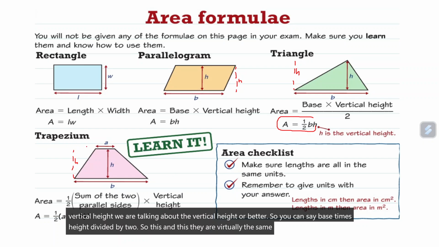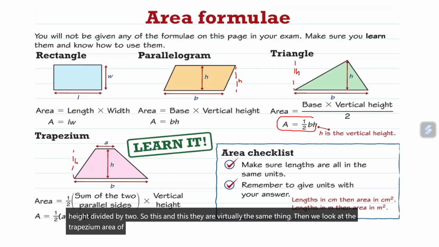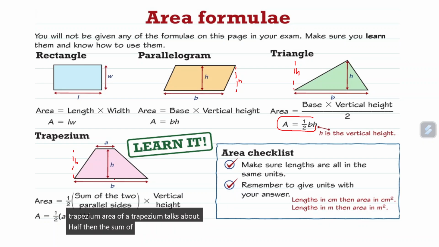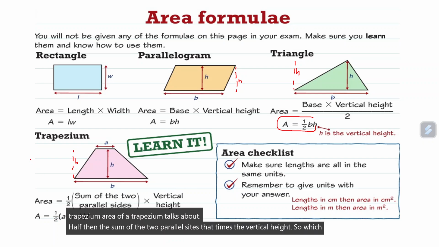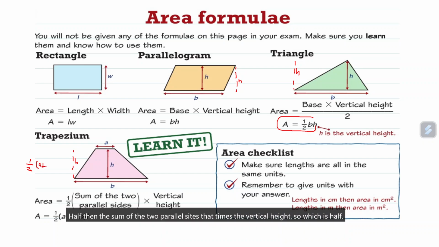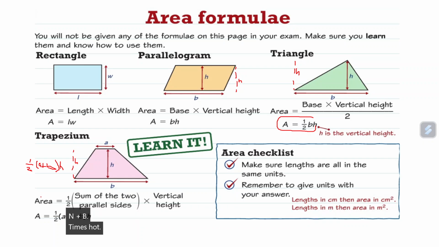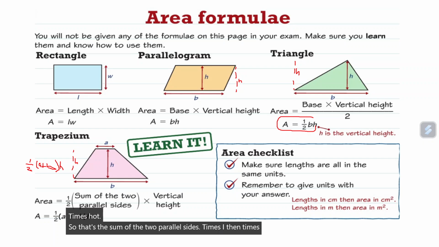Then we look at the trapezium. The area of a trapezium is half, then the sum of the two parallel sides, times the vertical height. So which is half times (A plus B) times height. That's the sum of the two parallel sides times height, and then you halve it.